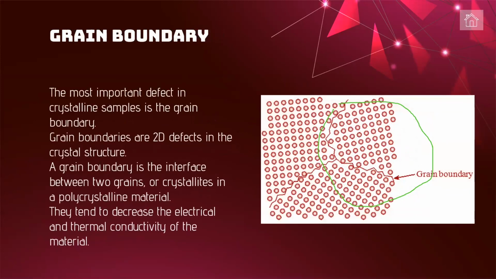Now, grain boundary. The most important defect in a crystalline sample is the grain boundary. Grain boundaries are 2D defects in the crystal structure. A grain boundary is the interface between two grains or crystallites in a polycrystalline material. They tend to decrease the electrical and thermal conductivity of the material. So this is the grain boundary that separates the regions.